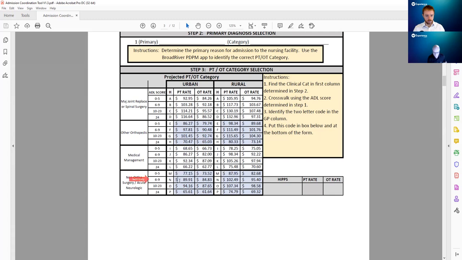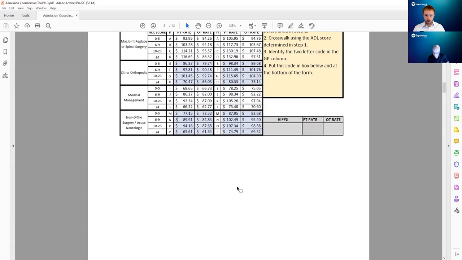Now, these numbers are based on 2019, 2020, when we started PDPM. But each year these changed a little, but not a lot. And so this would be your actual dollar amounts. But their first letter is an N. So now we know what our PT/OT category is going to be.